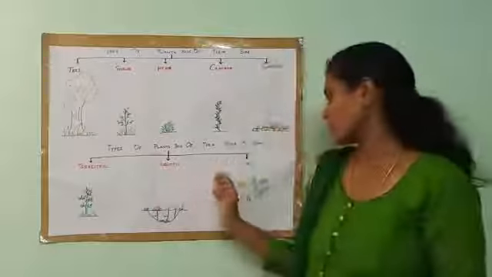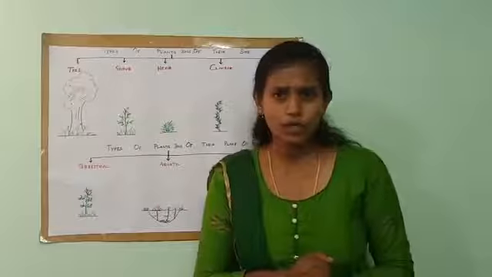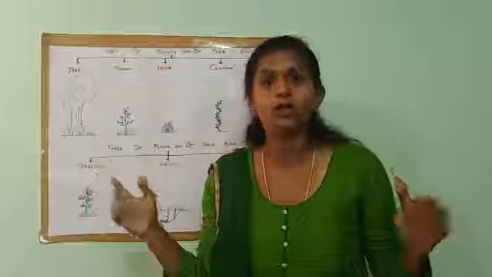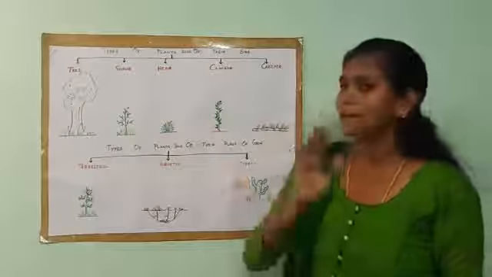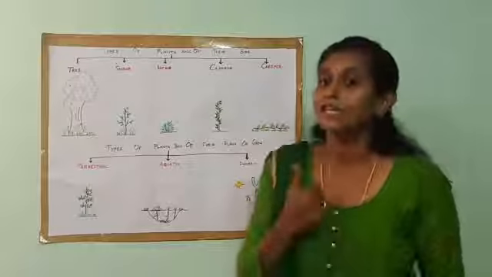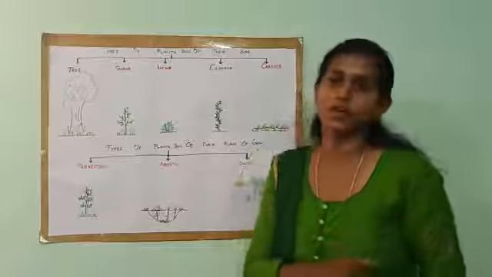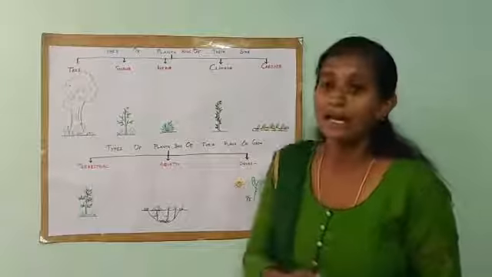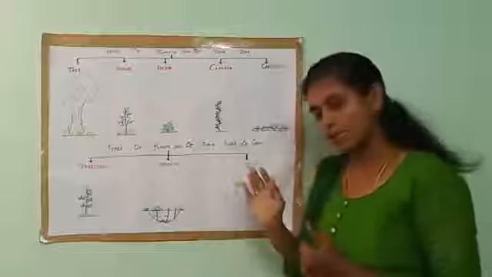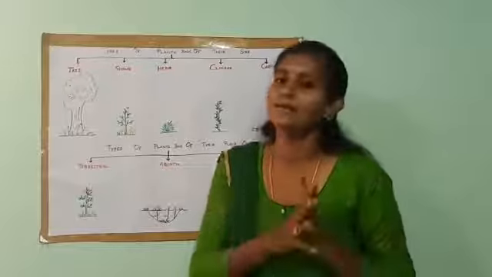Next, the last topic is desert. You know the desert, don't you? The desert is full of sand. In this area, some plants grow. Plants that live in the desert are called desert plants. Examples of desert plants are cactus and prickly pears.